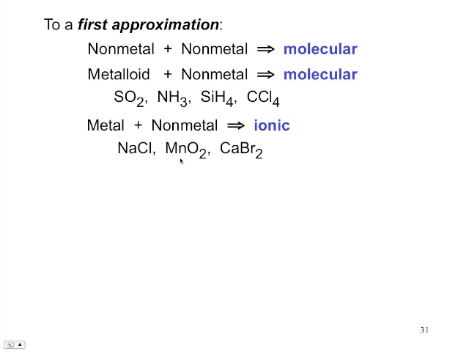There are other compounds with manganese and oxygen. For example, in MnO, the manganese would have a charge of +2. Still an ionic compound.